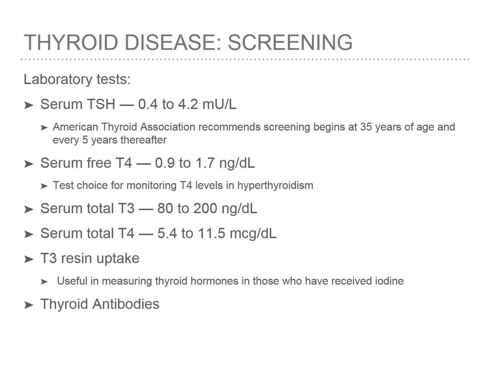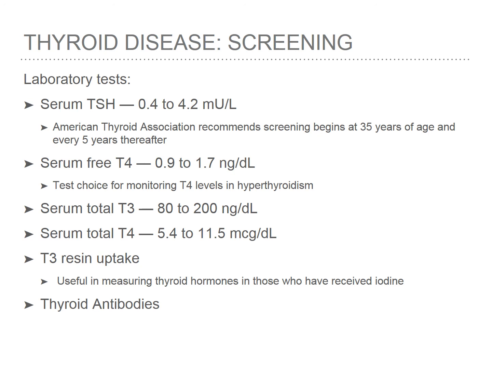So for screening, lab tests that you can do, blood work for thyroid disease, a lot of times the TSH, or thyroid stimulating hormone, is used to measure whether or not someone may have an alteration in their thyroid gland. You can see here the American Thyroid Association recommends screening begin at age 35 years of age and every 5 years thereafter. That's because the risk for thyroid disease tends to be more common in middle-aged to older adults. More specifically, higher risk would be women.